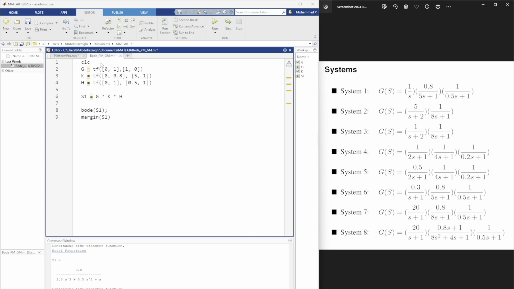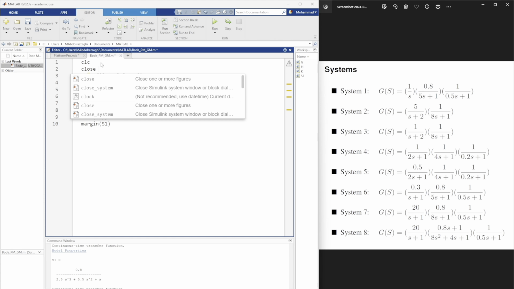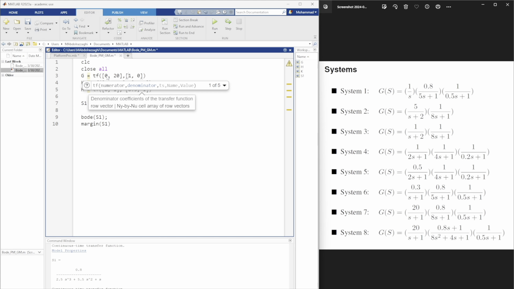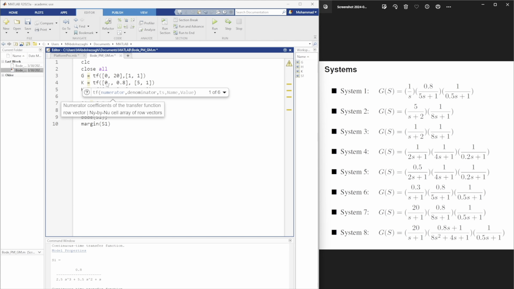So I'm actually clearing the screen and closing all the figures. Now, in this case, I have again 3 systems, starting with the first one as G, so 20 over S plus 1. So if I want to use that here, that would be again 0 and 20. S is 1 plus 1, that would be 1. So G is created. The second one, in the numerator, I have 0.8 and 1. So this would be 0.8 and 1, starting with S.